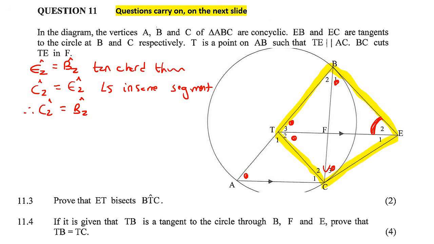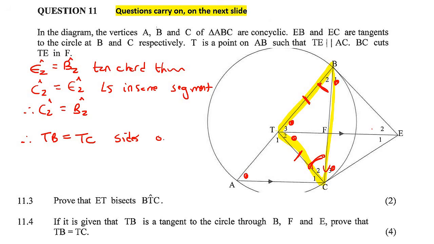Remember, we wanted to show that this angle was the same as this angle. Because if this angle is the same as this angle, then in this triangle these two lengths would have to be the same. So we can say, therefore, TB must be the same as TC. But don't say angles opposite equal sides. It's because they are the sides that are opposite equal angles. Okay, they are the sides that are opposite equal angles.